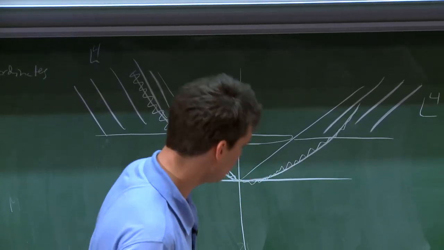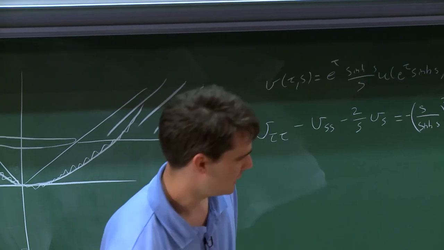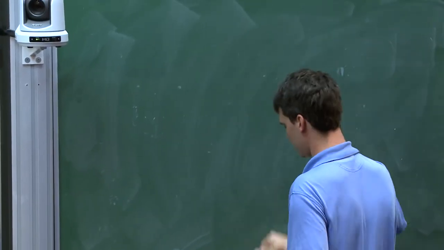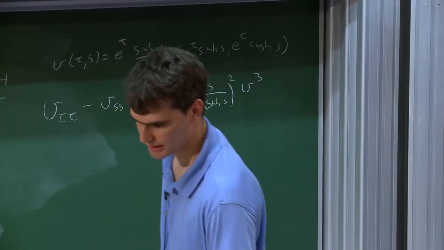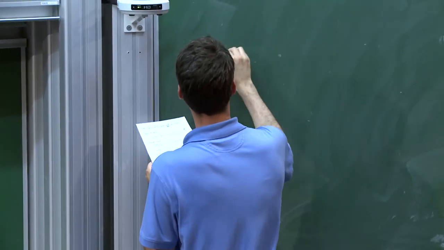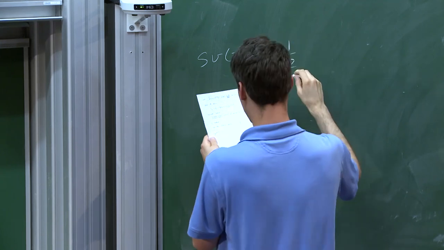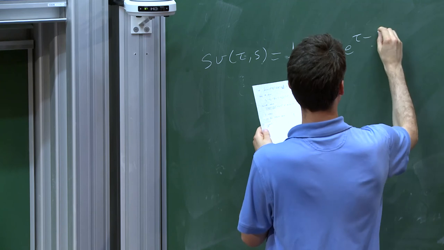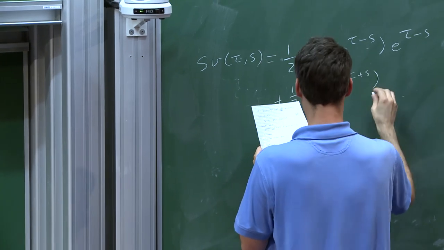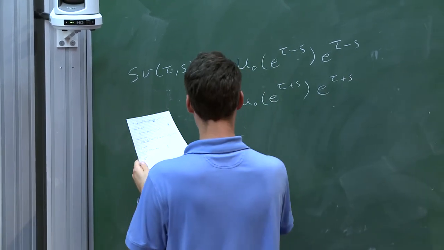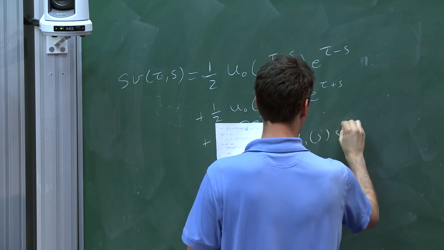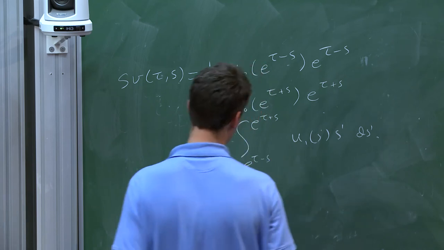So then the second thing, there's a result by Staffilani, and then a further result by Ruipeng Shen, who observed that, in fact, look at this. We have that s times v of tau comma s equals 1/2 u0 of e to the tau minus s times e to the tau minus s, plus 1/2 u0 of e to the tau plus s times e to the tau plus s, plus 1/2 the integral of e to the tau minus s times e to the plus s, u1 of s prime ds prime. And again, we're talking about s big, right?